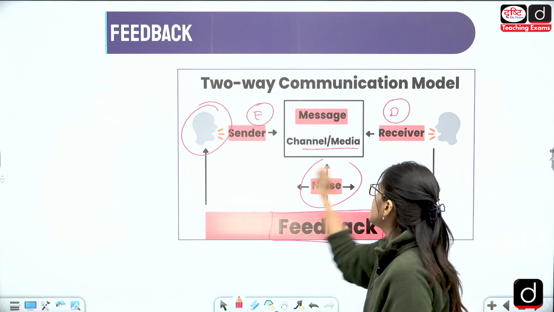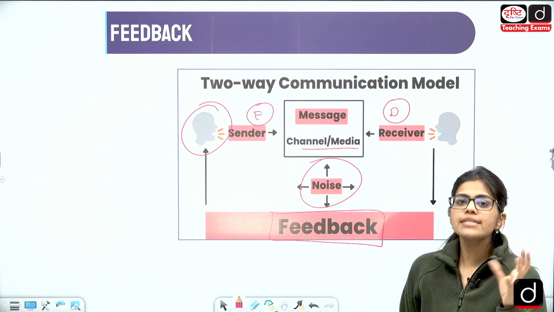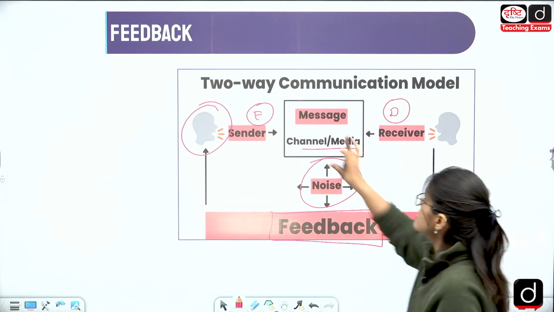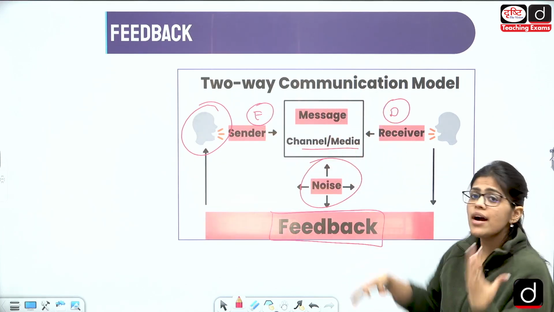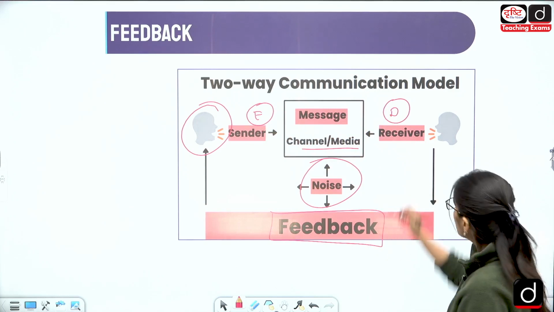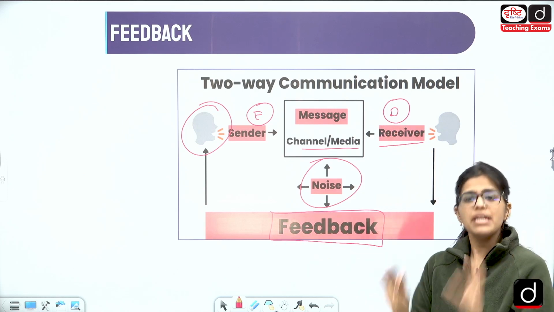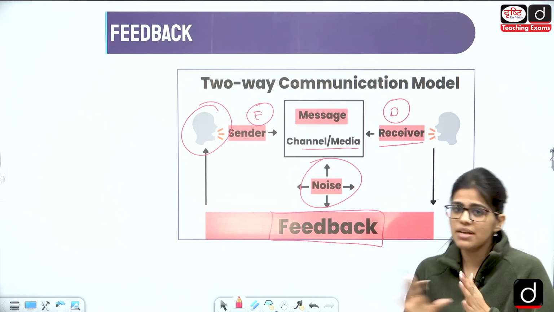And definitely there are hurdles, obstacles, barriers in between that is called as noise. So these are the barriers that you have to minimize. So sender sends the message that is encoding. The message is sent via some medium, via some media, channels, etc. The receiver will decode the message and will give feedback. So this is feedback. Feedback is telling the other person that you have received the message.